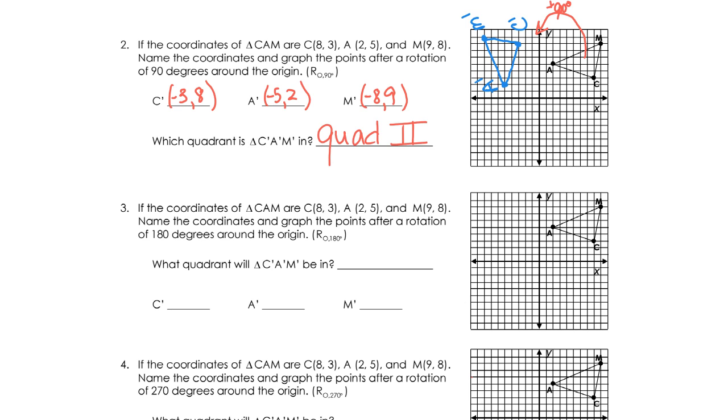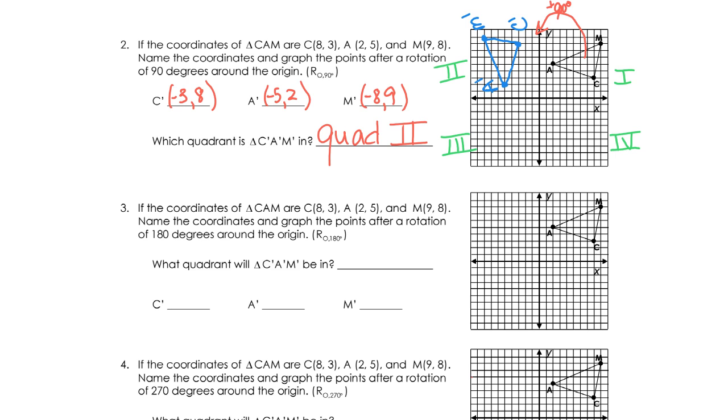Remember that this is quadrant 1, this is quadrant 2, this is quadrant 3 down here, and this is quadrant 4. And there we go. All right, so let's take a look at number 3.